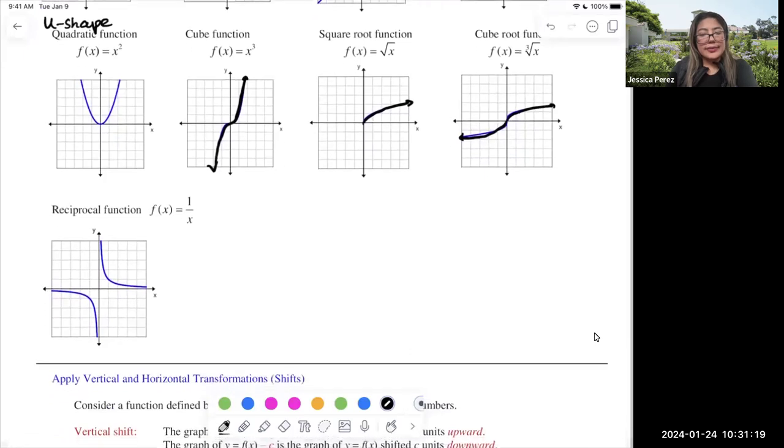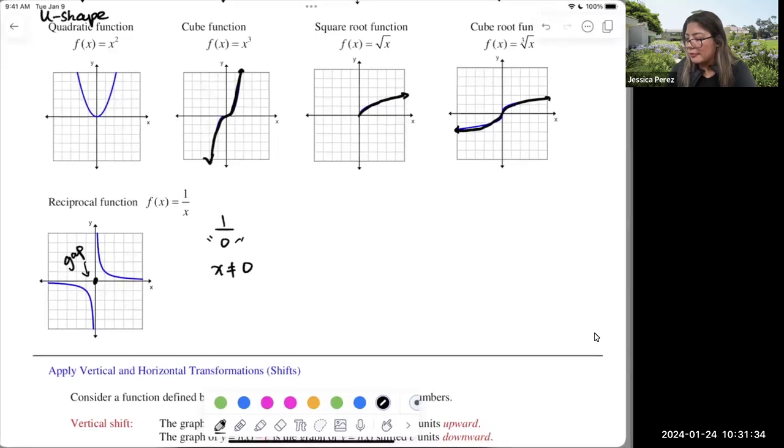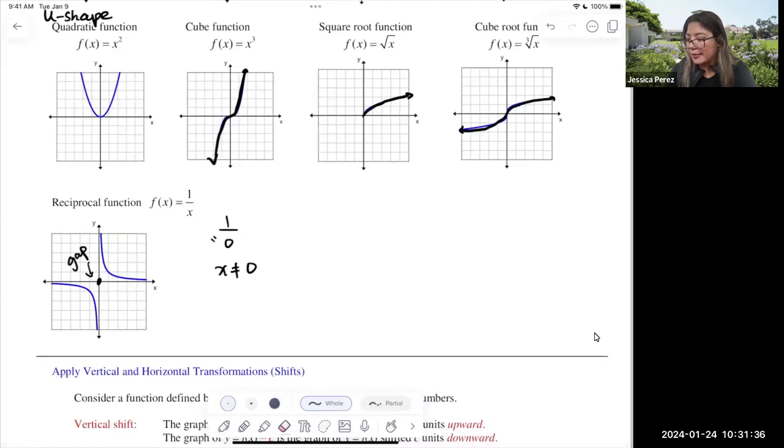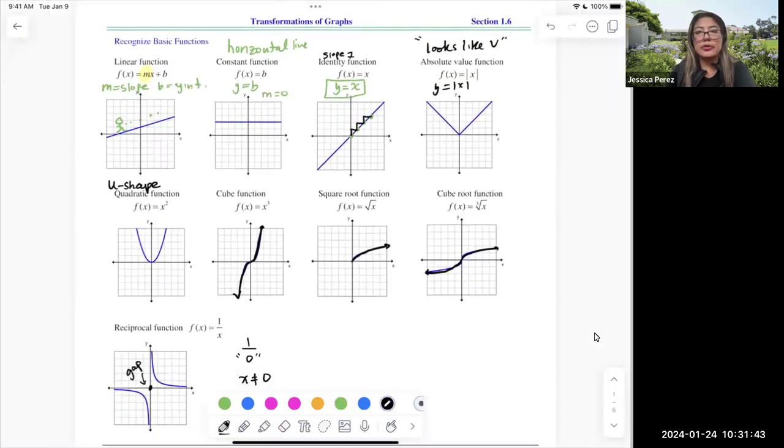And then lastly is the reciprocal function, where we know that there's going to be a gap because of course 1 over 0. So x cannot equal 0. You're not allowed, because then that would make my function undefined at that place. Okay, so these are just recognizing how they look before the transformation.